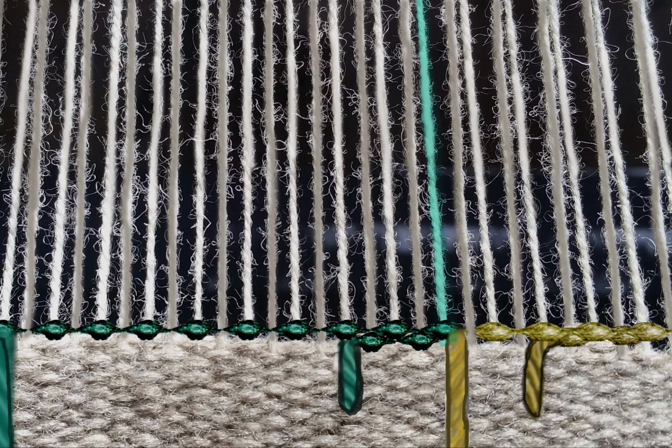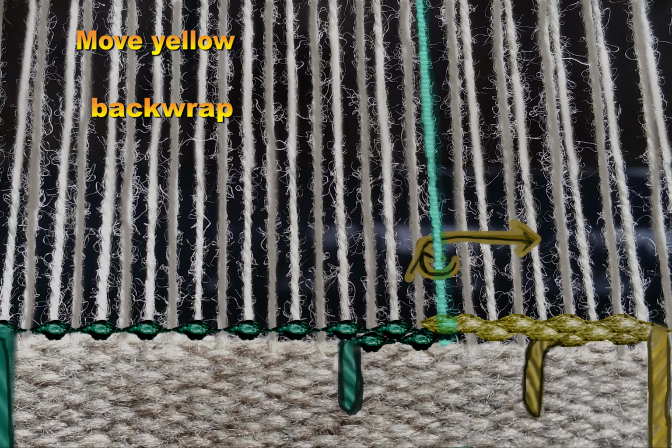Now the dovetail line hasn't yet been covered by the yellow because it's on the bottom of the shed. The yellow will wait for the shed to change before back wrapping on the dovetail line. By back wrapping, we are taking the thread behind the place where the thread is coming out of the shed, but continuing in the direction we need to be moving.